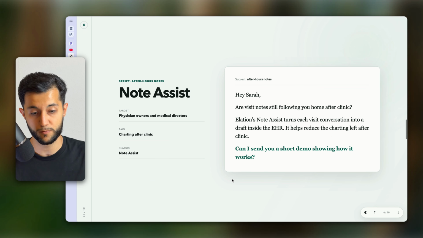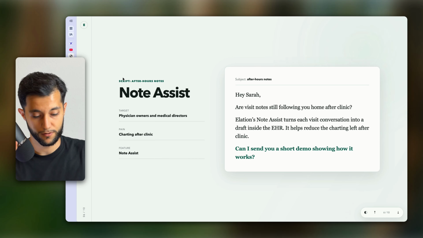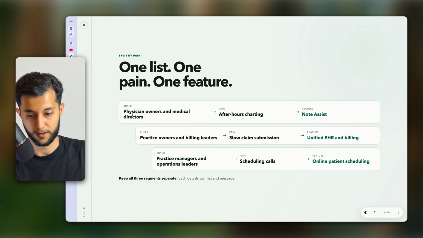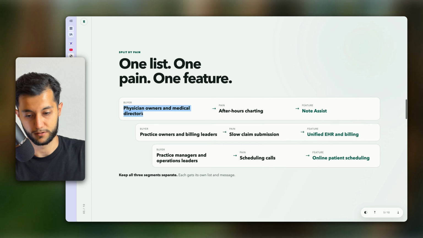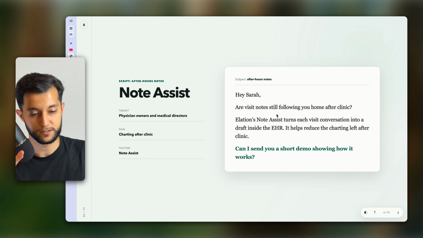That's the entire thing. Now, how do those messages look? So we're going to the third point, scripts, right? This is for these people, the buyers, in this case, physician owners and medical directors. So, Note Assist. Target physician owners and medical directors. Pain, the charting after clinic, and that's the feature. Hey Sarah, are visit notes still following you home after clinic? Elation's Note Assist turns each visit conversation into a draft inside the EHR. It helps reduce the charting left after clinic. Can I send you a short demo showing how it works?